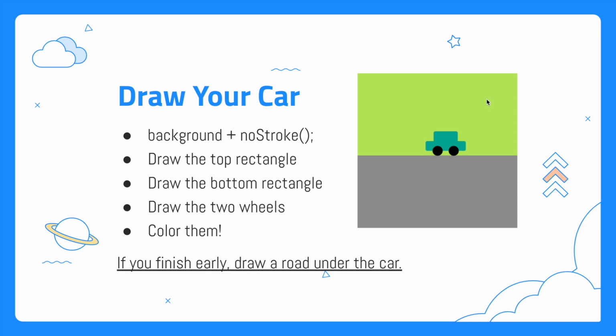So go ahead and make your own car, your own road, and your own background. If you finish early, you could add other things to the background. But just make sure that you have a car on the screen, and ideally you don't want it to be too big so that it will be able to move across the screen later on. So go ahead, pause the video, customize your own car, and resume it when you are done making your car.